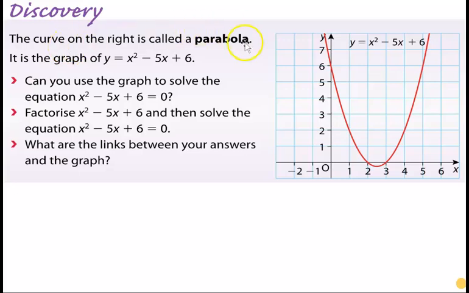So the curve on the right is a parabola. It's the graph of y is equal to x squared minus 5x plus 6. Can you use the graph to solve the equation x squared minus 5x plus 6 is equal to 0? So if we have a look at the graph, we want to solve, which means find the roots of the equation. And we can see the roots are 2 and 3. These are the two places where the curve crosses the x-axis.